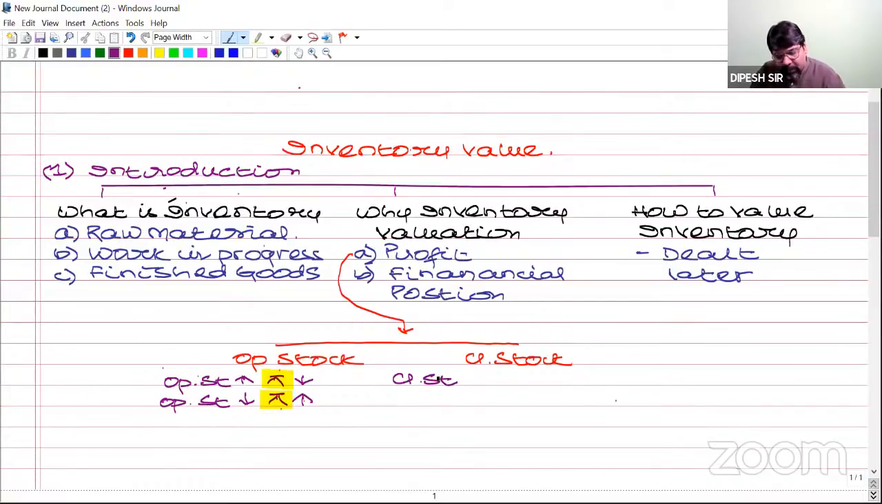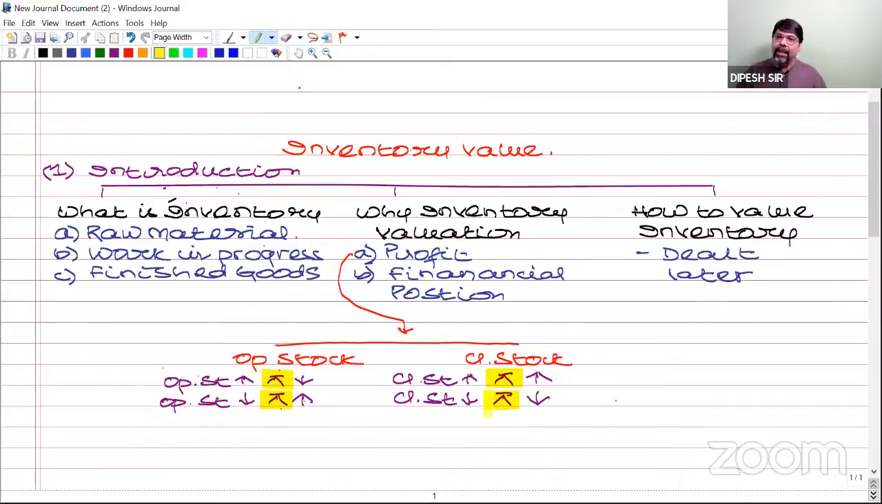That means we can say closing stock increases, profit increases; closing stock decreases, profit decreases. This profit is pi. So this is the relation of stock with profit.